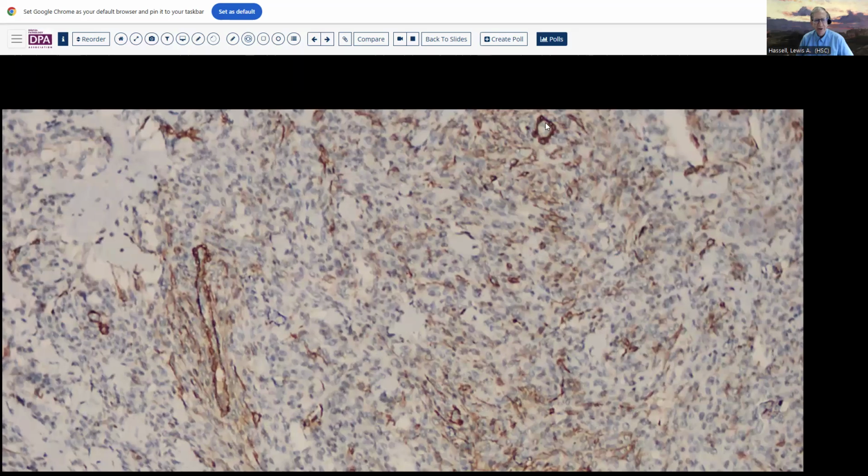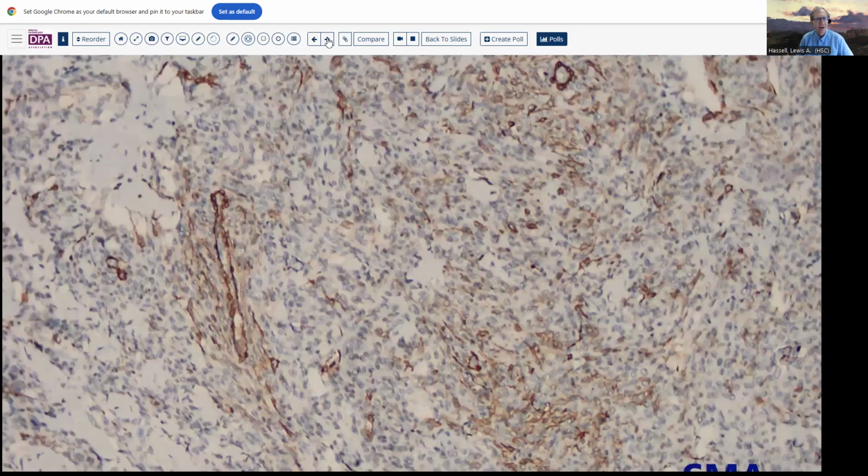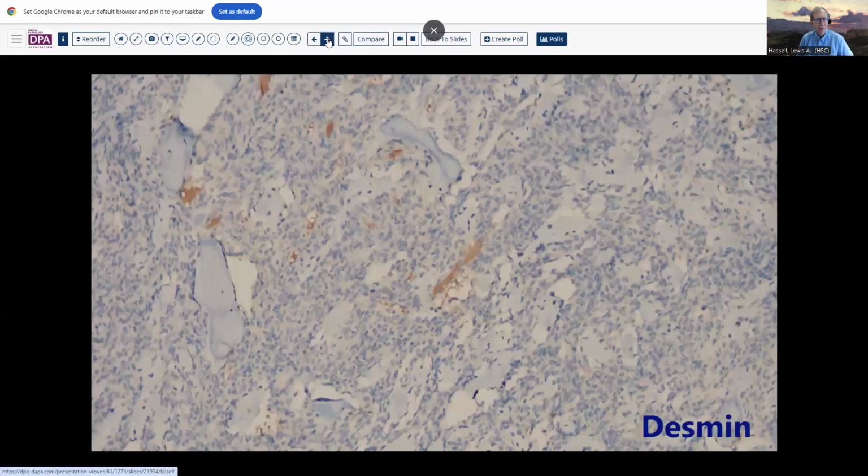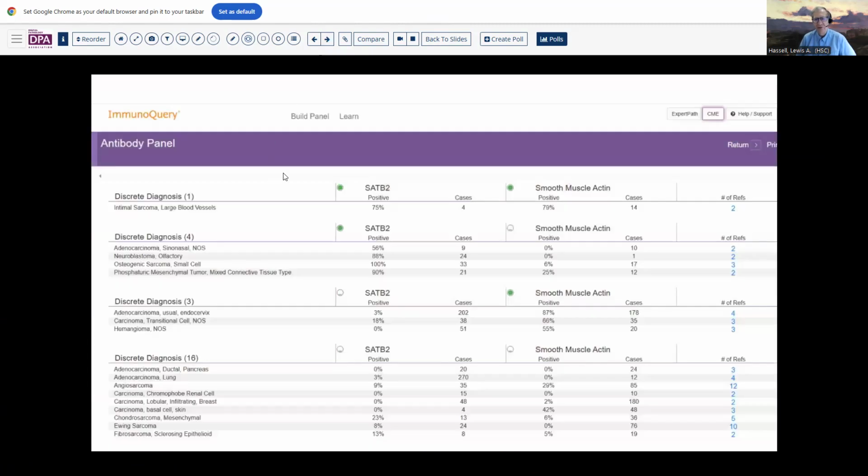Here we can see a small vessel with striking positivity, but even the stromal cells here are definitely positive in this area. However, myogenic markers were entirely negative, desmin, myogenin, and so forth. Well, that struck me as a somewhat unusual possibility, so I decided to do a little bit of research, and I plugged those antibody results into ImmunoQuery.